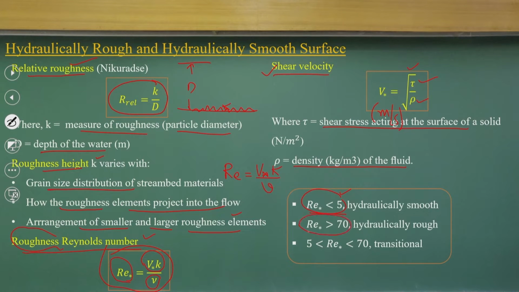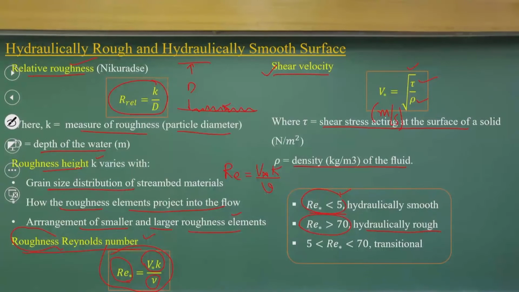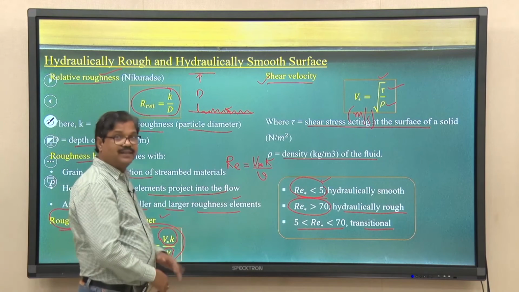If the roughness Reynolds number is greater than 70, we have hydraulically rough conditions. That is what we so often have in river systems, because most of the time these conditions prevail. Or we can have a transition in between, where the roughness Reynolds number is between 5 and 70.